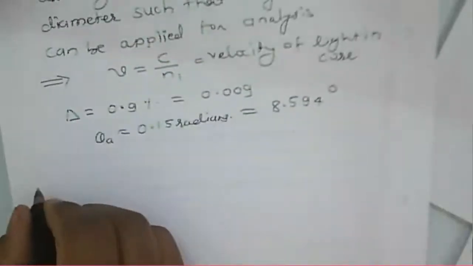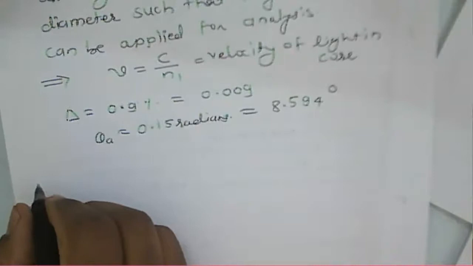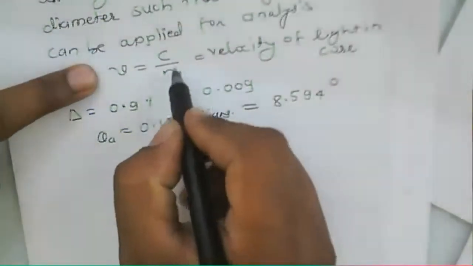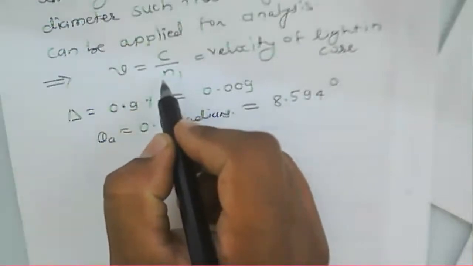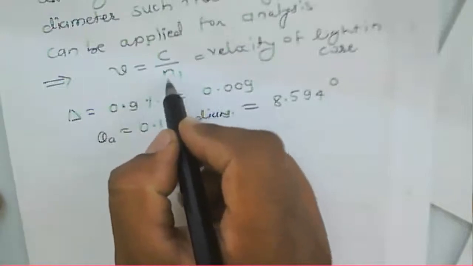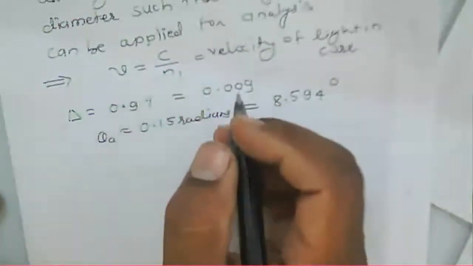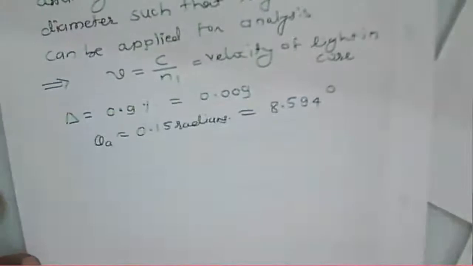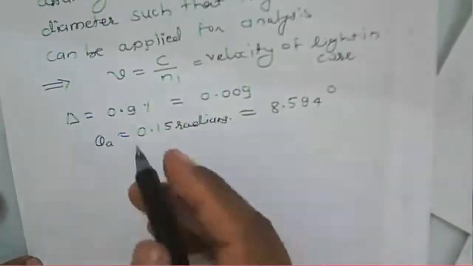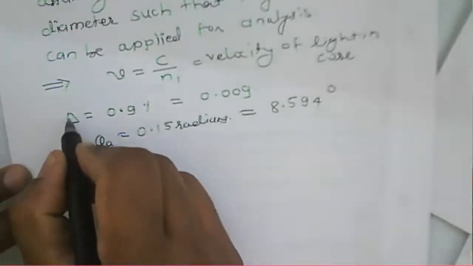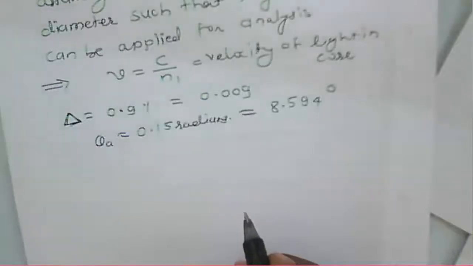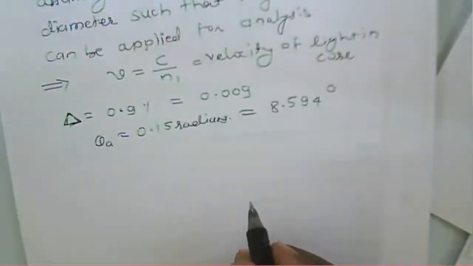Our aim here is to find what the velocity will be. For that, we need to find what the n1 value is. To obtain the n1 value, we have the scope to obtain that n1 using this delta. We need to find it using the delta.